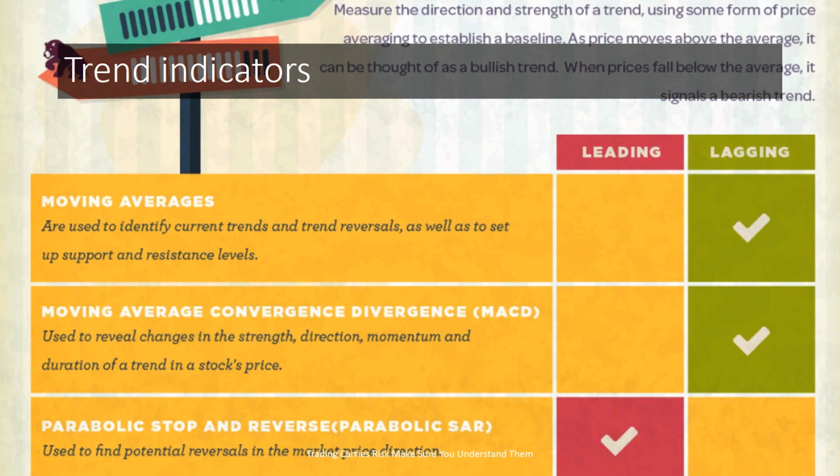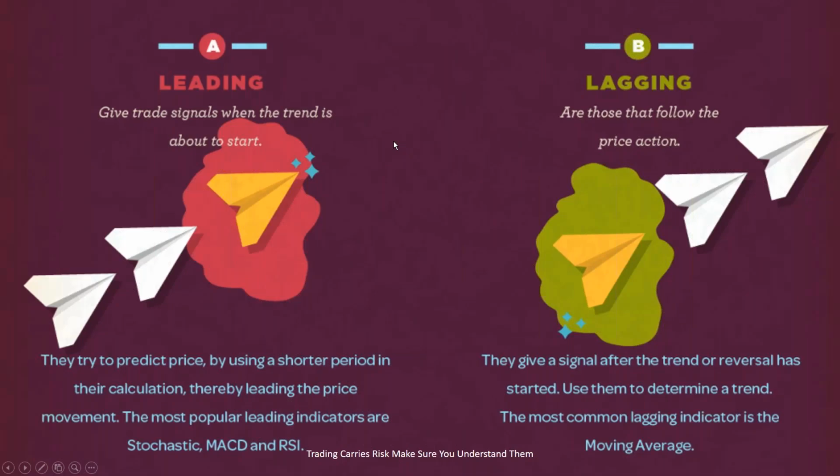Leading indicators like parabolic stop and reverse are used to find potential reversals in a market price direction. Now, they work well. It depends on how you want to incorporate this in with your charts. So remember, leading indicators give trade signals when the trend is about to start. They try to predict price by using a shorter period in their calculations, thereby leading the price movement. The most popular leading indicators are stochastics, MACD, and RSI.